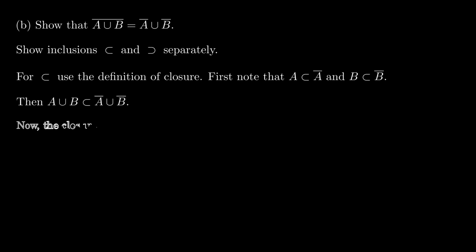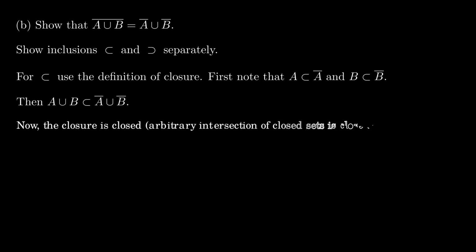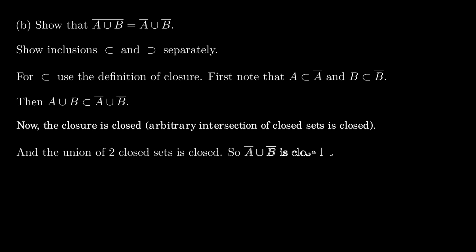Now, the closure is a closed set, because the intersection of closed sets is closed. And the union of two closed sets is closed, so the union of the closures of A and B is closed and contains A union B. Therefore, the closure of A union B is a subset of the union of the closures.